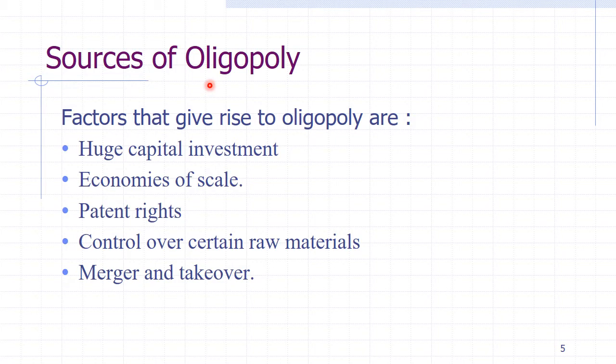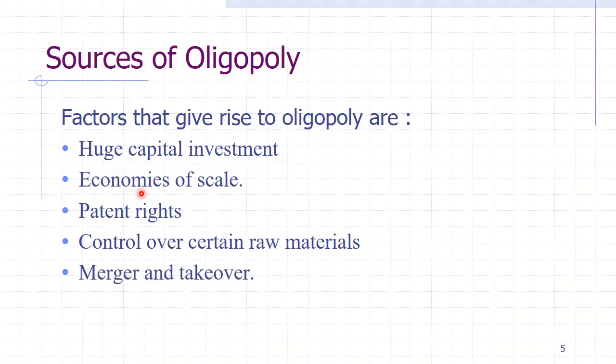So why does this oligopoly market structure emerge? What are the reasons behind the creation of oligopoly market structure? So factors that give rise to oligopoly are huge capital investment. Because of this feature, normally small companies can't enter this oligopoly structure. Only those who have huge capital investment ability can be in this oligopoly structure.